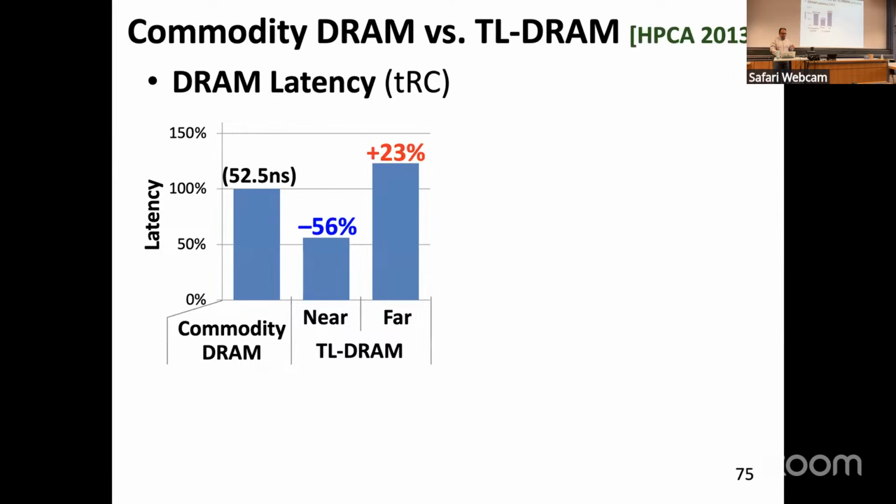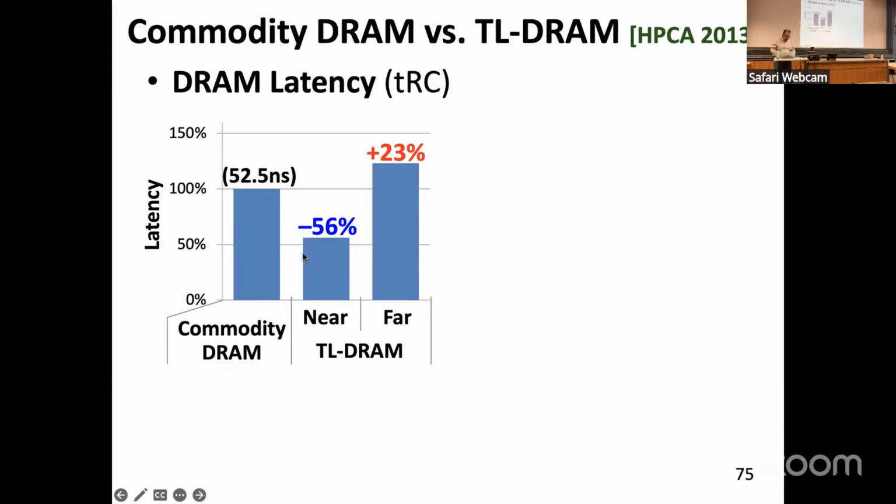So if you compare commodity DRAM versus this TL-DRAM, we show the DRAM latency, tRC. In commodity DRAM, the tRC is considered to be around 52.5 nanoseconds. In TL-DRAM, now you have different sections. You have a near segment and also a far segment. In the near segment, you have shorter bitlines, which gives you lower latency. So we show that we can reduce the latency by 56%.